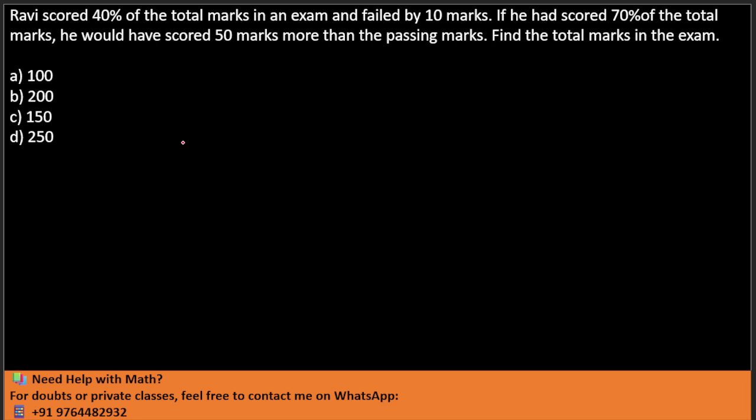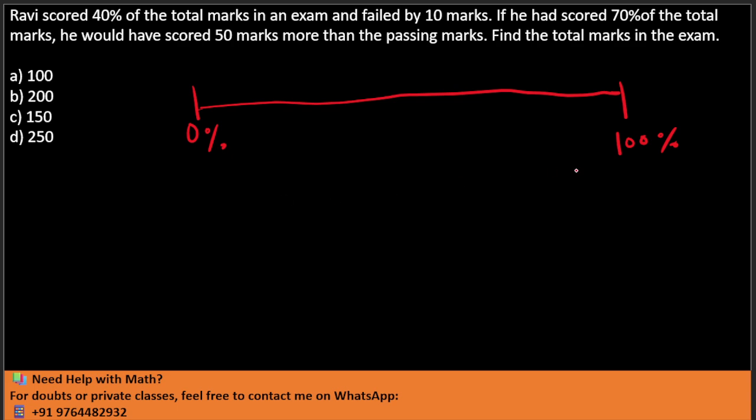I know that the minimum marks can be 0, so it will be 0%, and the maximum marks can be 100%, right? So passing marks will be between these two percentages, 0% to 100%. All right, so this is minimum and this is maximum. Let's say here is the passing mark, but I don't know what the passing marks or the passing percentage is, so keep it blank only.